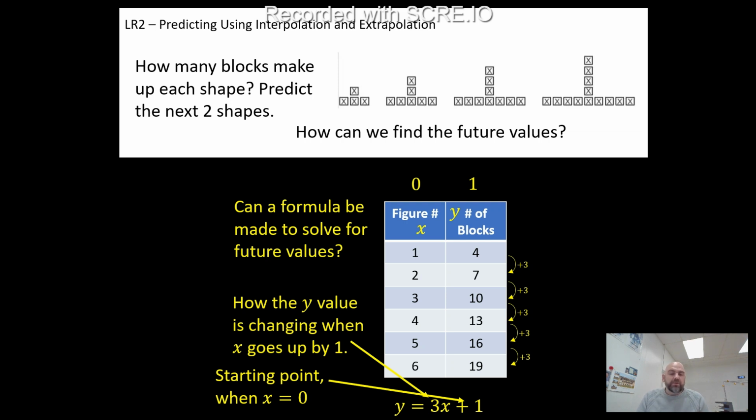The other way that we could do it is to look at when we multiply x by 3, what do we need to add or subtract to get y? So in the first row there, we have x is 1. 3 times 1 is 3. We need to add 1 to get 4. If we look at the next box, does it work the same way? 2 times 3 is 6. We need to add 1 to get 7. So we're always adding 1 on each time, and that's another way to create the equation.